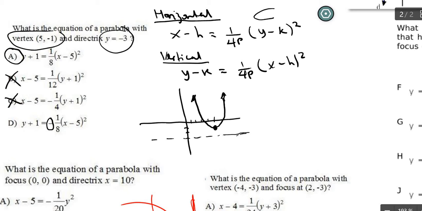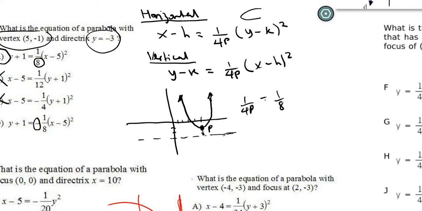All right, we can actually cross-check. The distance between the vertex and the directrix is 2. Our p is 2. So 4p is 8, and 1 over 4p will be 1 over 8. And that's why they got the 1 over 8 form. And then the rest is the location of the vertex. So you can do a lot of this by doing an elimination process. All right, let's go to the next one.